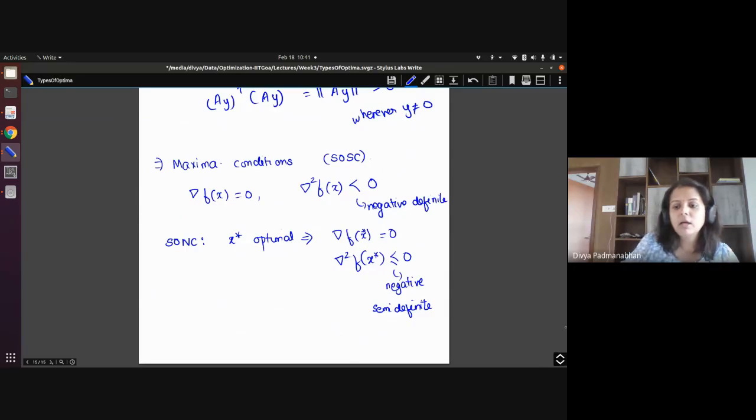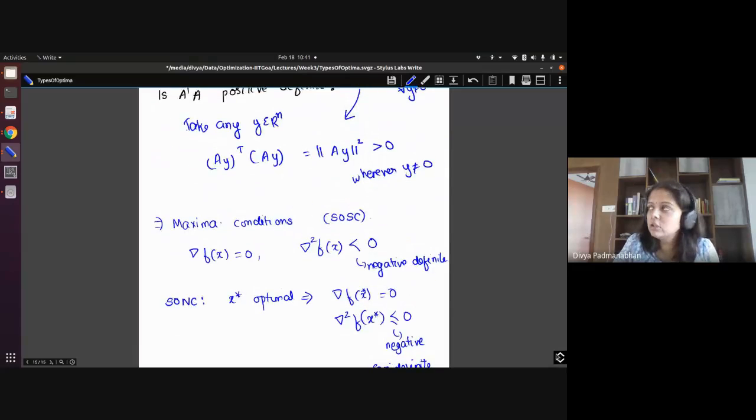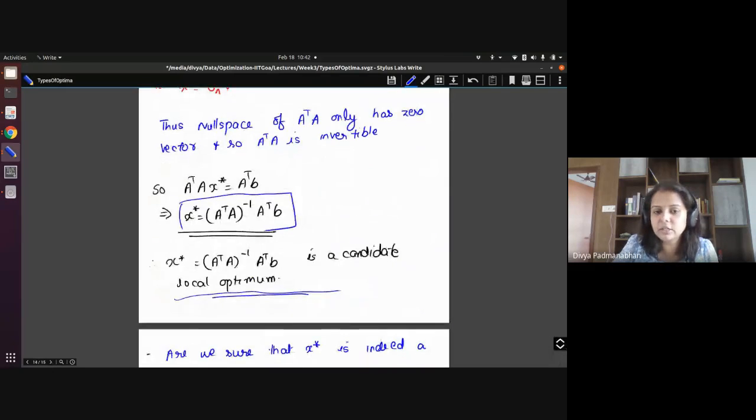Okay, so this is about the theory of what conditions need to be satisfied for the optima and how you can do some checks. So one thing here for the linear regression or the least squares problem is this inverse that comes in, this A transpose A inverse A transpose B.